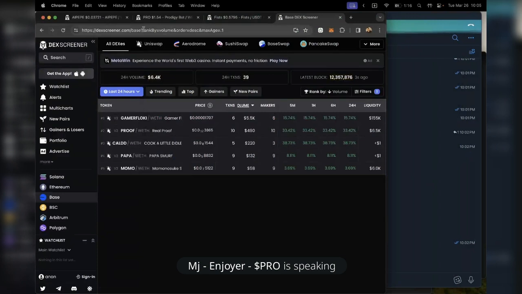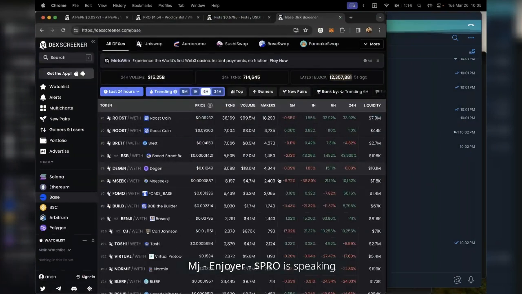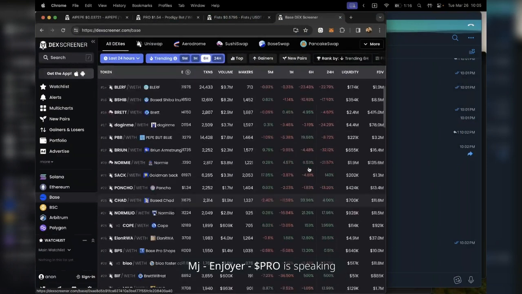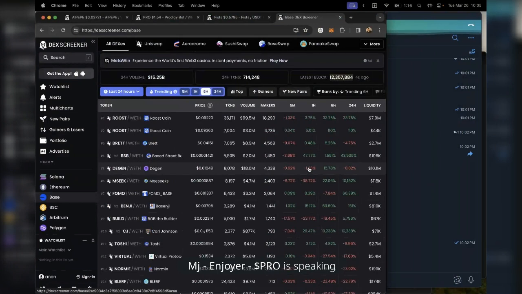DexScreener.com/base. That's how you get to all the base pairs, right? By default, if you go to DexScreener.com/base, you get this. You get the past 6 hours, the top coins, by volume, and you can see all of them. All of these probably have already mooned. You have probably already missed your chance for that high you're chasing where you turn $100 into 10,000.